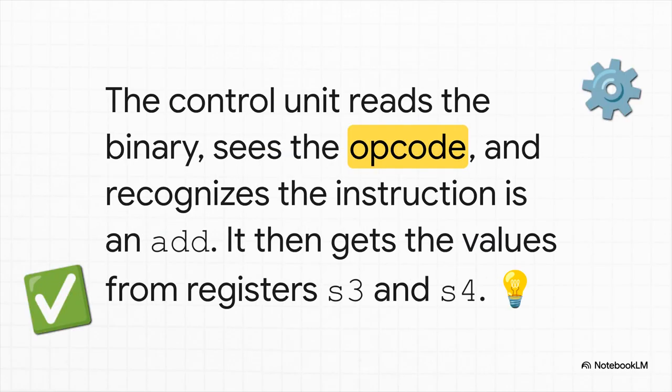Next, decode. The processor's control unit takes a look at that 32-bit number and all its different fields. It sees the opcode, it sees the function bits, and it has an aha moment. It recognizes, okay, this is an addition. It then goes and finds registers S3 and S4 and gets their values ready to send over to the ALU.